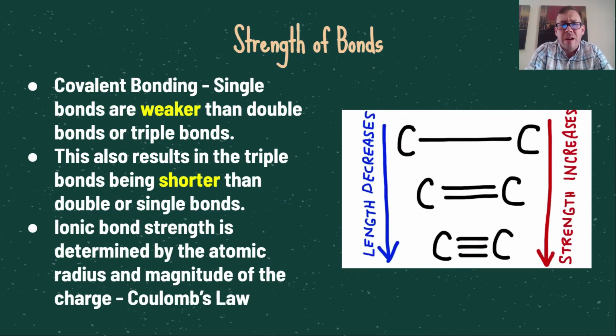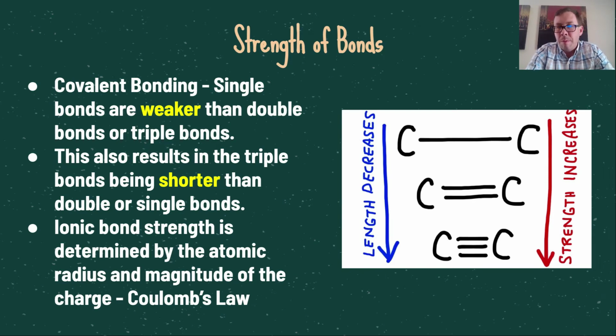So let's talk about the strengths of the bonds. Now, covalent bonding, we can have single bonds where it just shares one pair of electrons, double bonds where we share two pairs of electrons, and triple bonds where we share three pairs of electrons. So it really makes sense to think that the more electrons that are shared between the two individual atoms, the stronger the bond is. And that is the case. The strength of the bond increases as we increase the number of bonds that are present. So single bonds are going to be weaker than double or triple bonds.